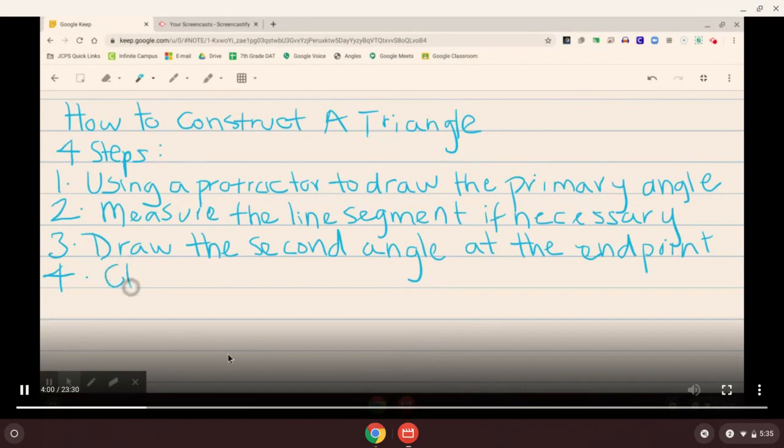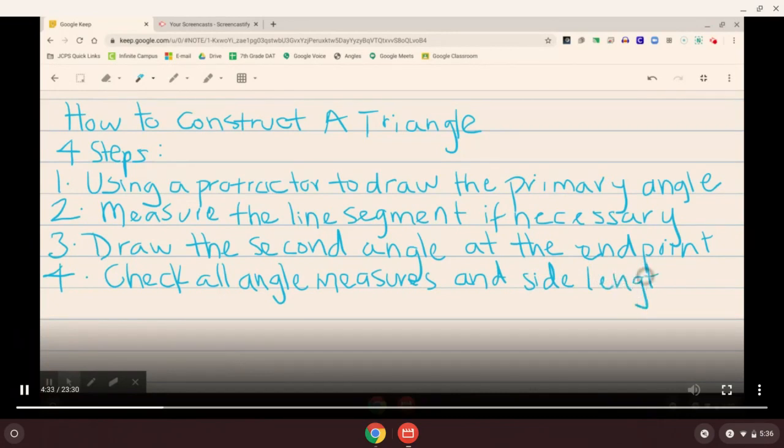So then step 4 is to check. So we should always check to make sure our angles are the correct degree and that our line segments are the correct length. So check all angles to make sure the degree is correct and measure all of those line segments. So this means that we would use our protractor just to go through each angle and double check that they are the correct degree. And we can do this by first making sure that our degrees equal 180 degrees total when added together.